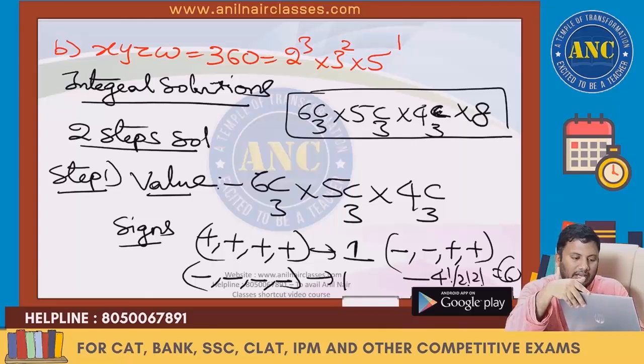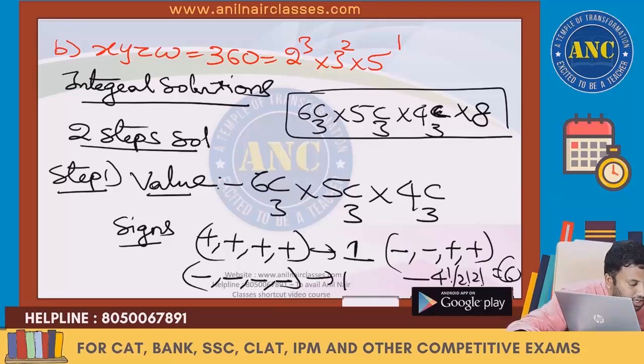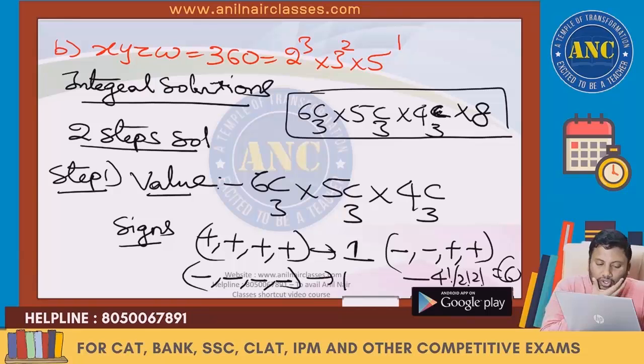Any doubts, kindly ask me. It is integral solution. So I should get value and I should get sign. Positive, positive, positive, positive, 1. Negative, negative, negative, negative, also 1. Negative, negative, positive, positive, 4C2, which is 6. 6 plus 1 plus 1 is 8. 6C3 into 5C3 into 4C3 into 8. This is the answer. I hope the idea is crystal clear to you.